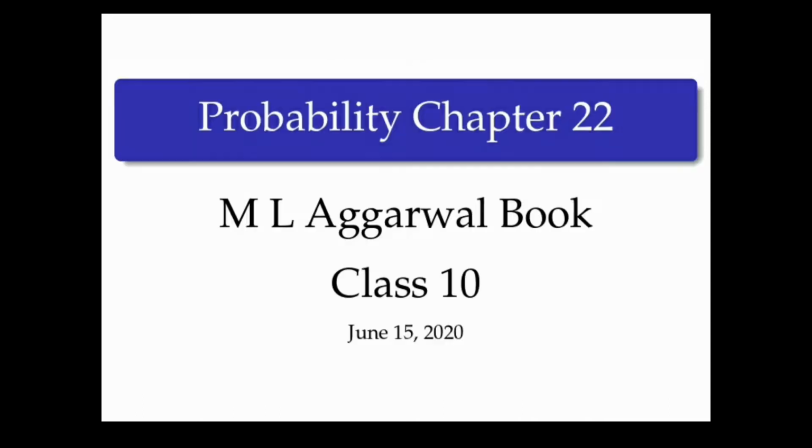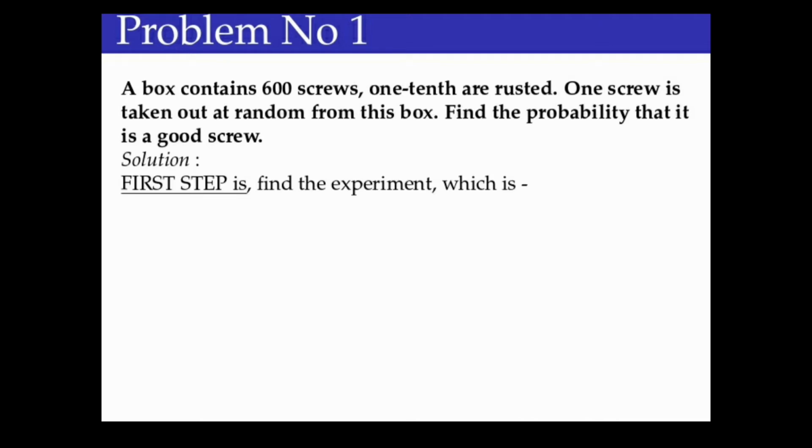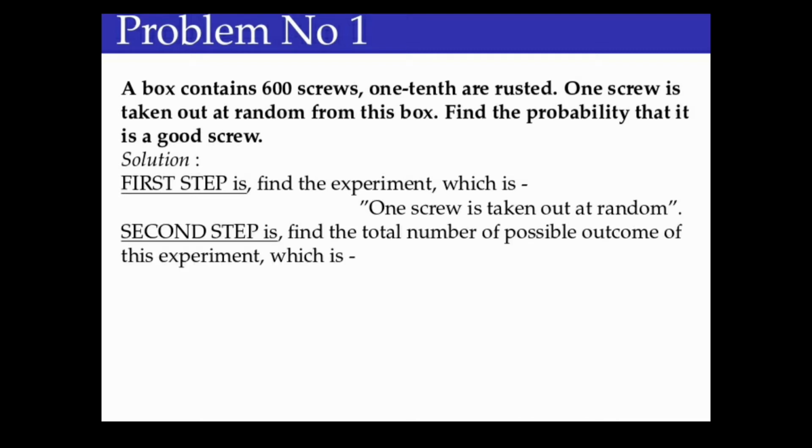So let's start. This is the first problem, and this problem is saying that a box contains 600 screws, 1/10 are rusted. One screw is taken out at random from this box. Now what is the first step? The first step is find the experiment. Here, the experiment is one screw is taken out at random from the box.